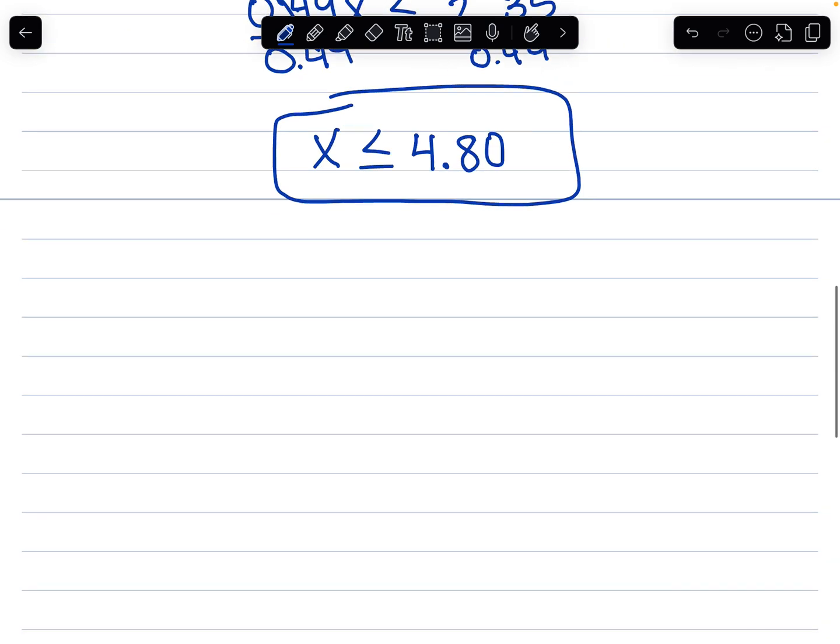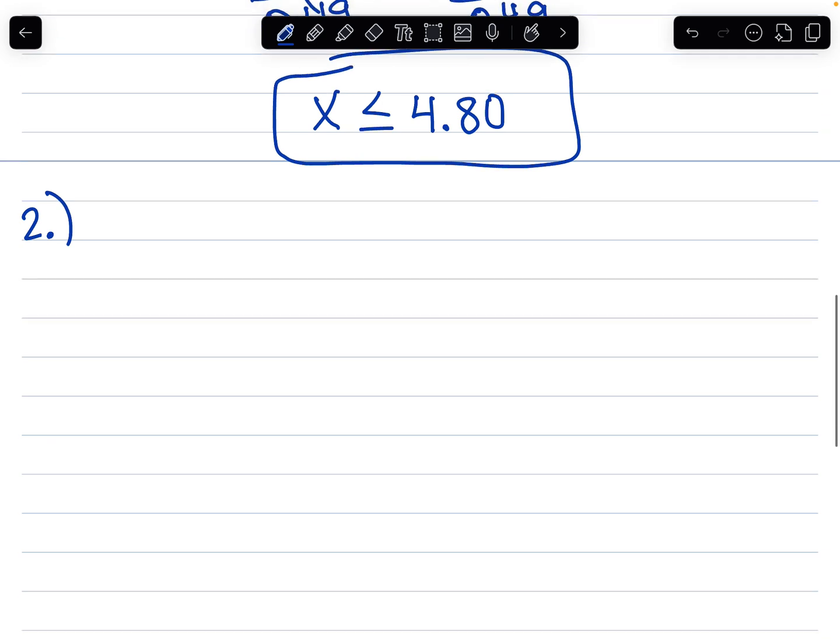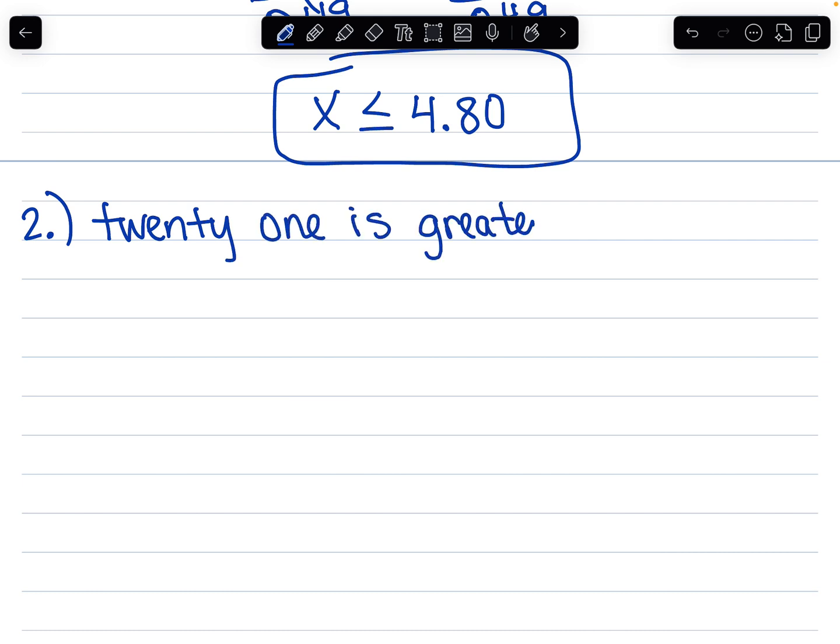All right. Next one we're going to be doing is just writing out a couple word problems. It's up to you if you want to write this whole thing out. I mean, your notes won't make a lot of sense if you don't have the words written, but that's up to you, okay? All right, 21 is greater than the sum of 15 and 2 times a number.